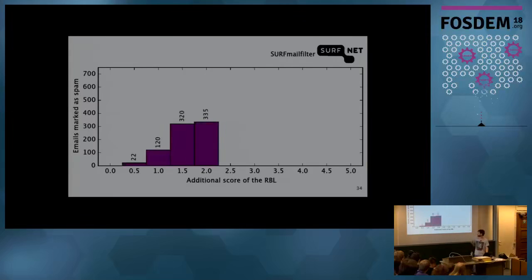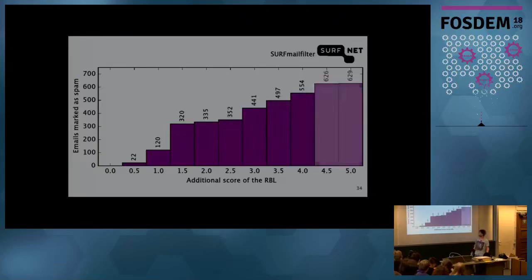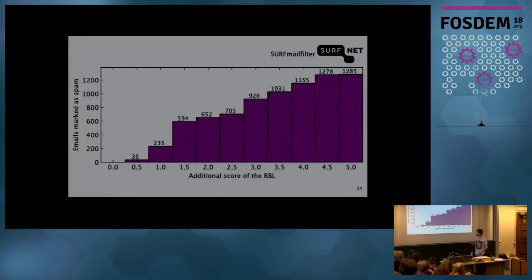At 2 points you would have already marked 300 additional emails as spam. And if we increase the score, of course, there's going to be much more messages marked as spam. However, time goes on, and now we can see that the amount has about doubled.